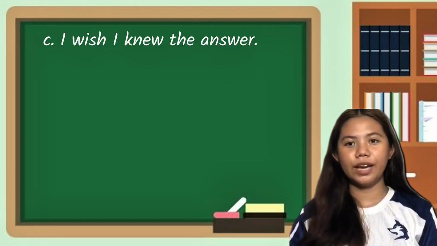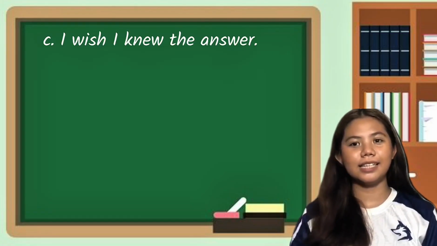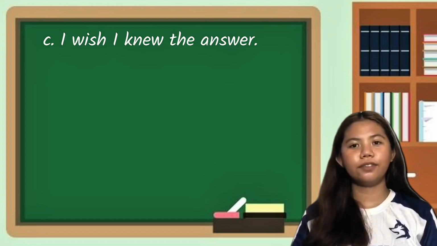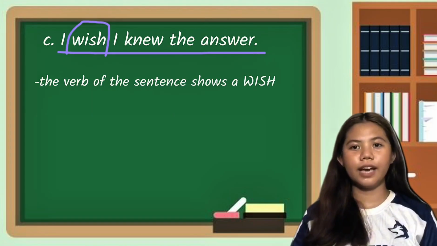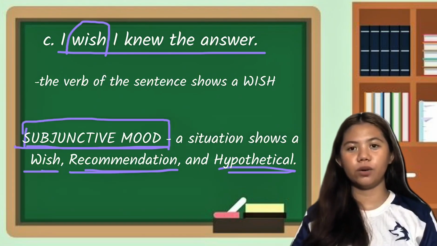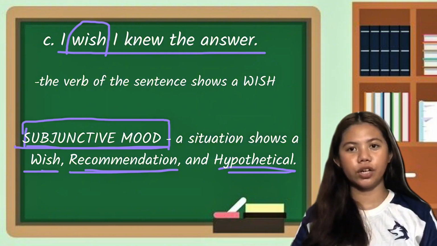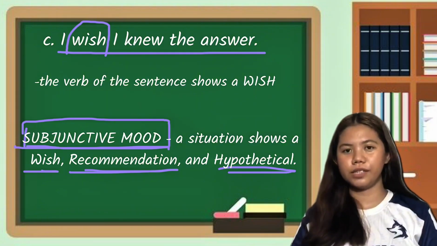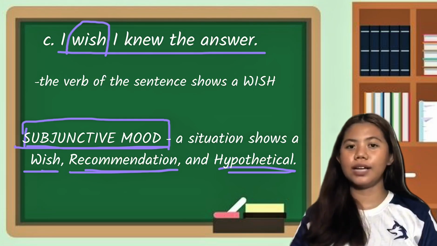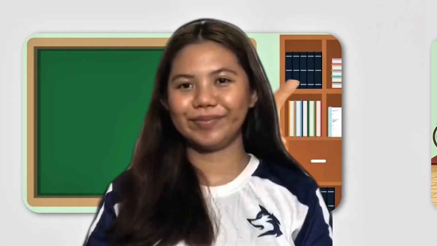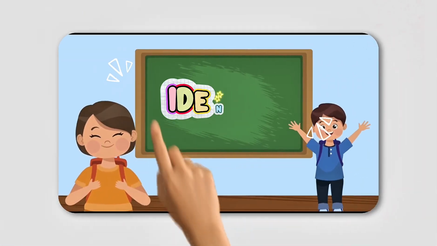I wish I knew the answer. Look at this last example. The verb of this sentence shows a wish. And as we have said that a subjunctive mood shows a wish, recommendation, and a hypothetical situation, so this verb expresses a wish. So this is why it is known as a subjunctive mood. So this will be the end of our lesson.